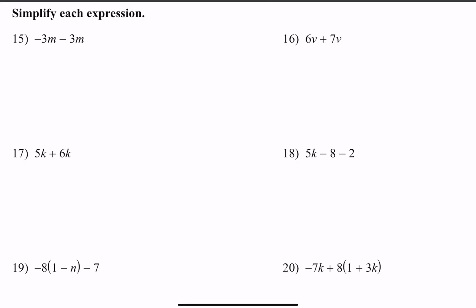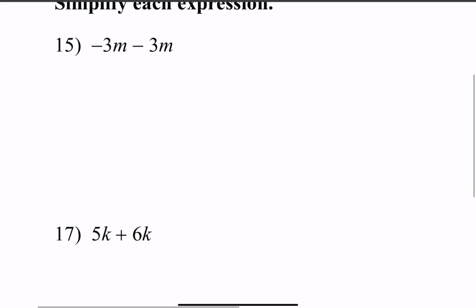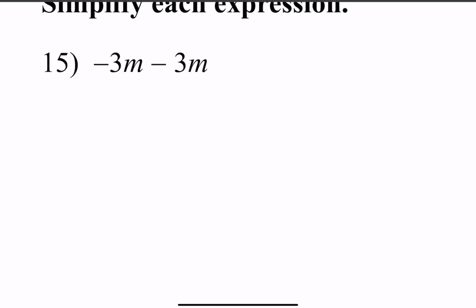All right, so we're gonna look at the back side, or if you're digital, the second page. We're gonna look at 15. So we got negative 3m minus m. Well, we can change this so that our brains can read it a little bit better. So we got negative 3m plus negative 3m.